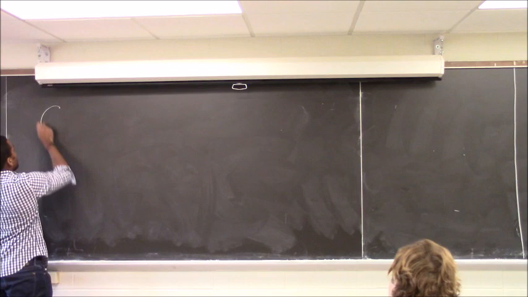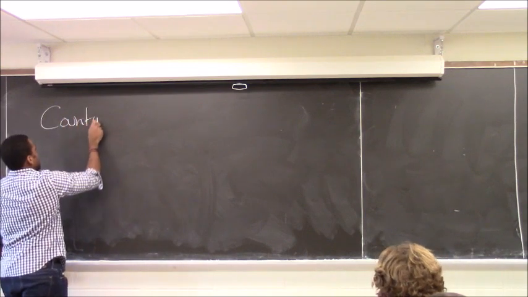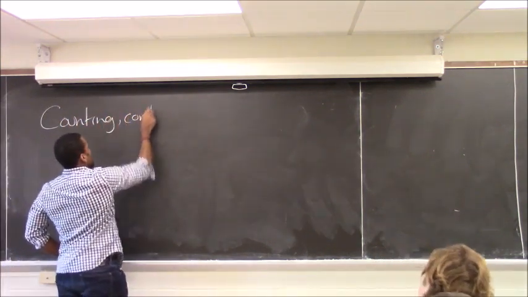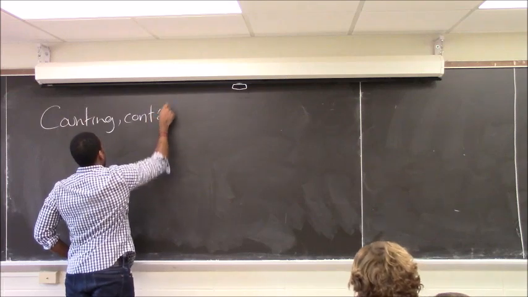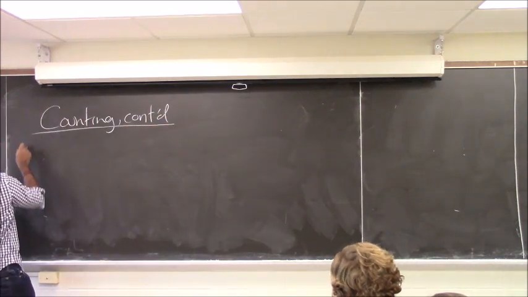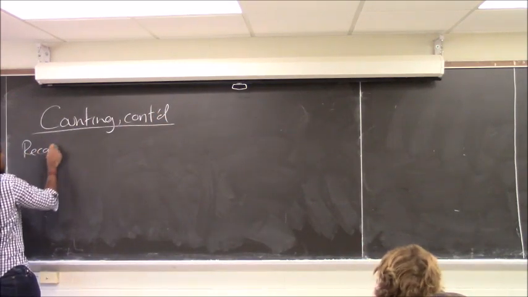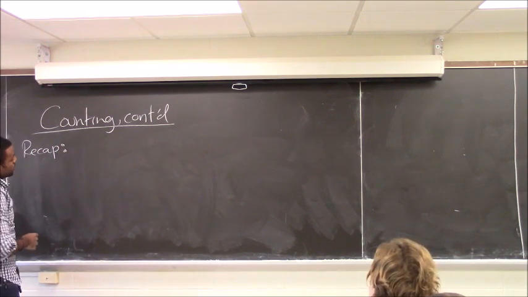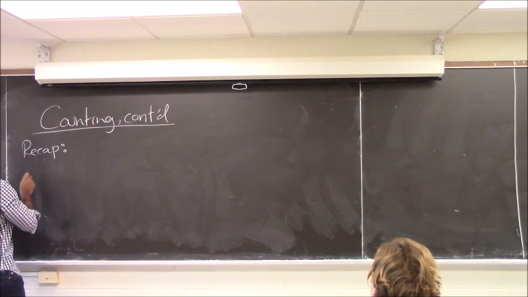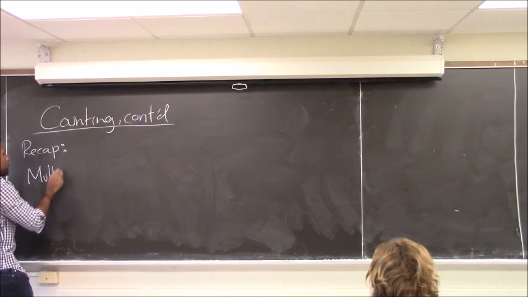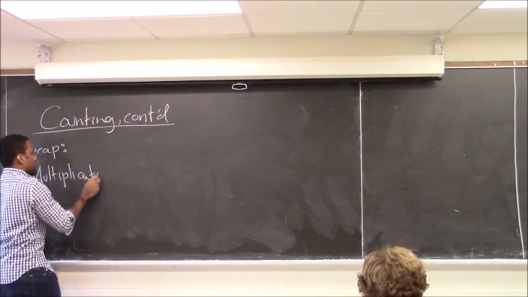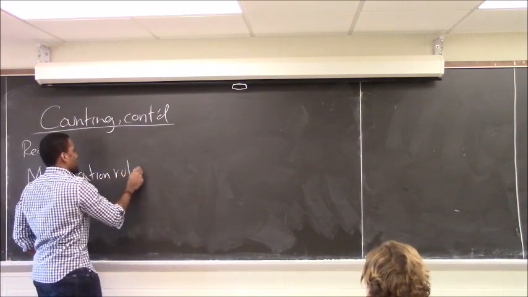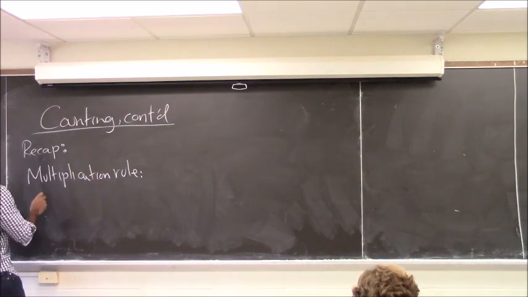Right, last time we were learning how to count. Let's just do a quick recap on what we've seen so far. We saw something called the multiplication rule. There are several ways you can state that.